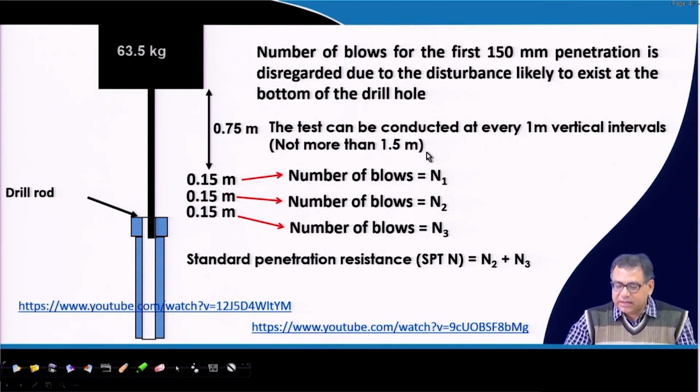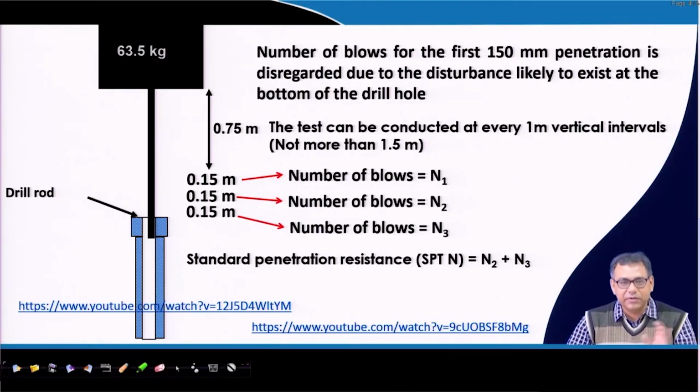This test can be conducted at 1 meter interval, but not more than 1.5 meter interval. The advantage is that we will get the N value. That N value later on we will use to determine the soil properties.